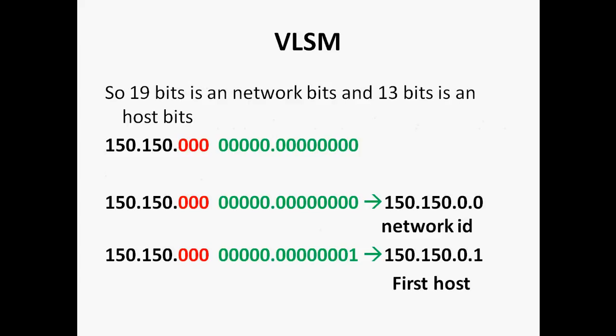Next you have to find the first host. For the first host, all the host bits should be 0 except the last octet's last bit, which should be 1. Then you can convert into decimal format. So here 150.150.0.1 is the first host.